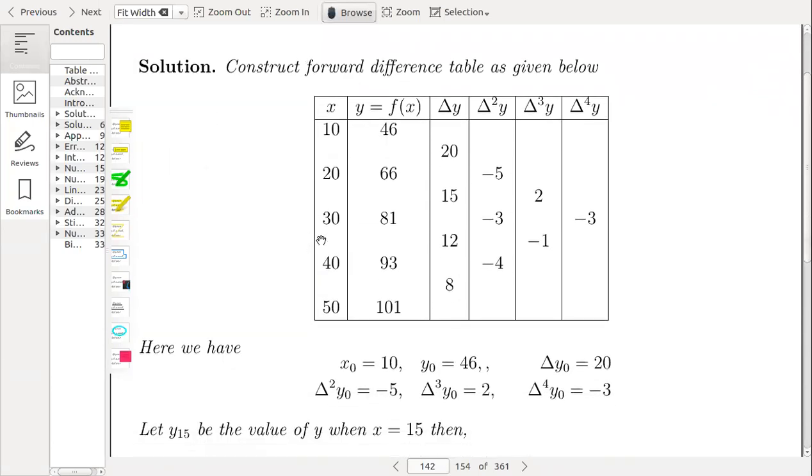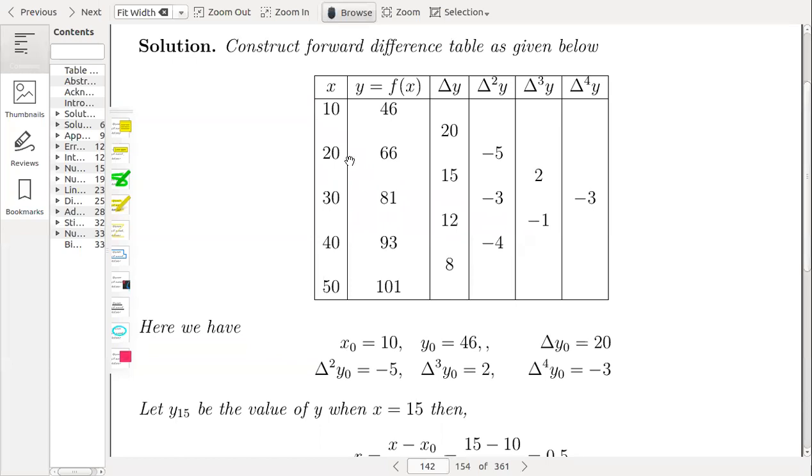So now we need to construct a forward difference table as given below. So for x is equal to 10, this value is given, 46. It can be written as f of x, or we can also write it as y, the value of y, and then 66, and then 81, then 93, and then 101.